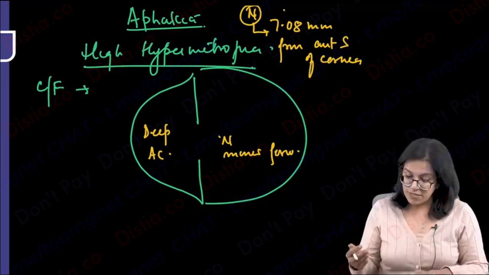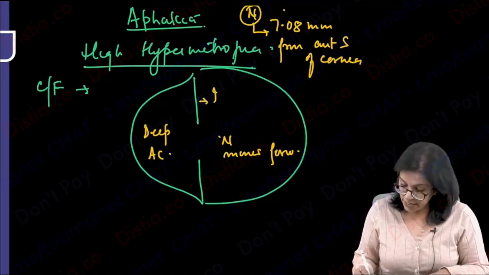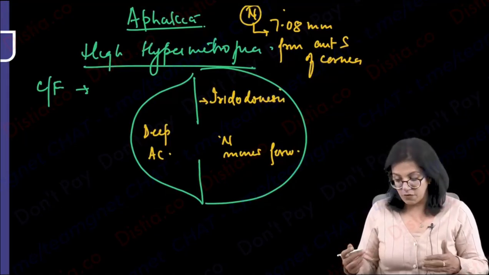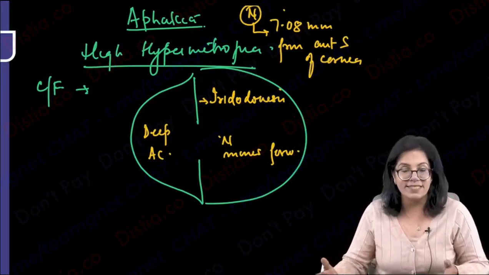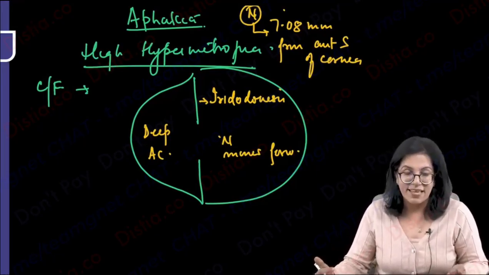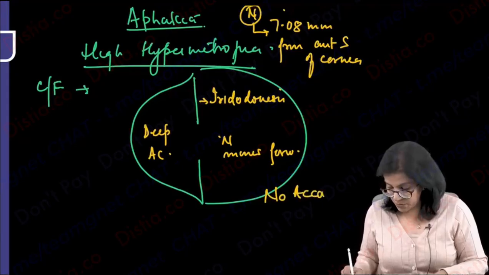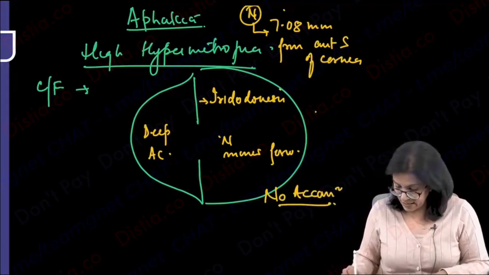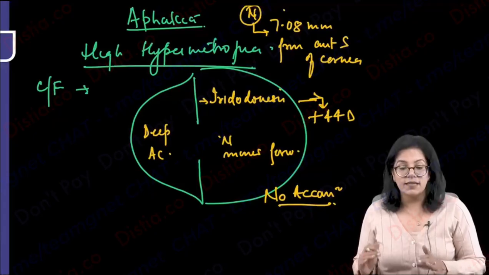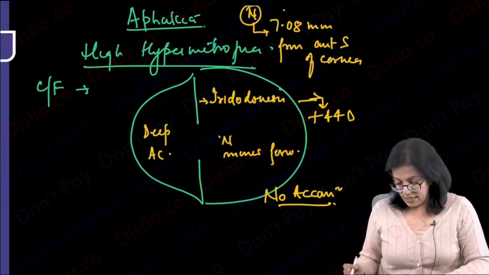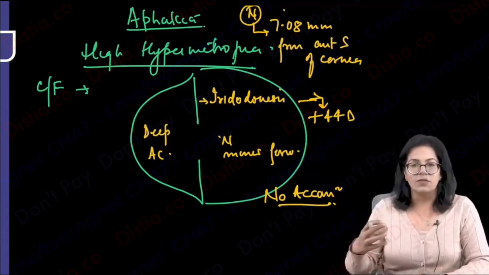Then we have, of course, the support on the lens is lost, so you get an iridodonesis. We all know iridodonesis is tremulousness in the iris. And what is then the power? Of course, the power of the eye is now 44 diopters instead of 58 to 60 diopters. And no lens means no accommodation. Keep in mind, there is no accommodation. Right? So these are the features that we have to keep in mind for aphakia. And even the pupil, it is said to have a darker pupil and so on.